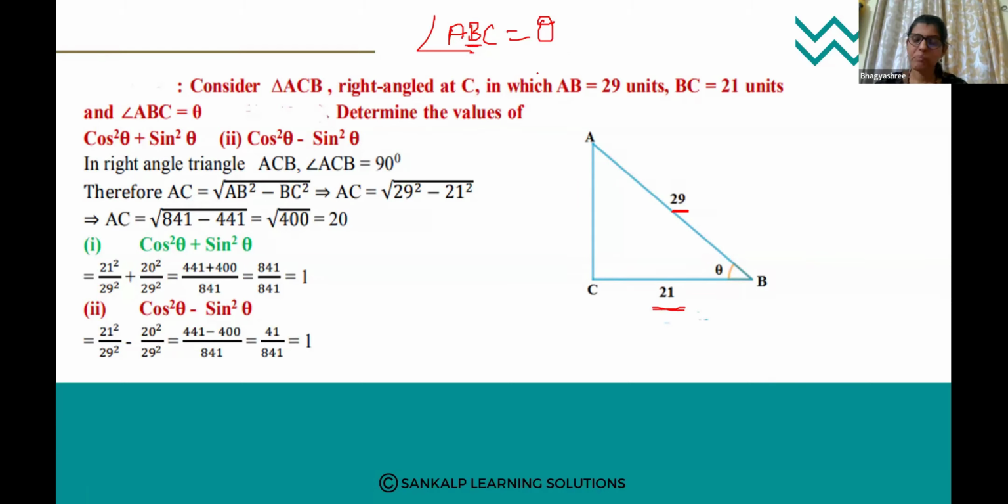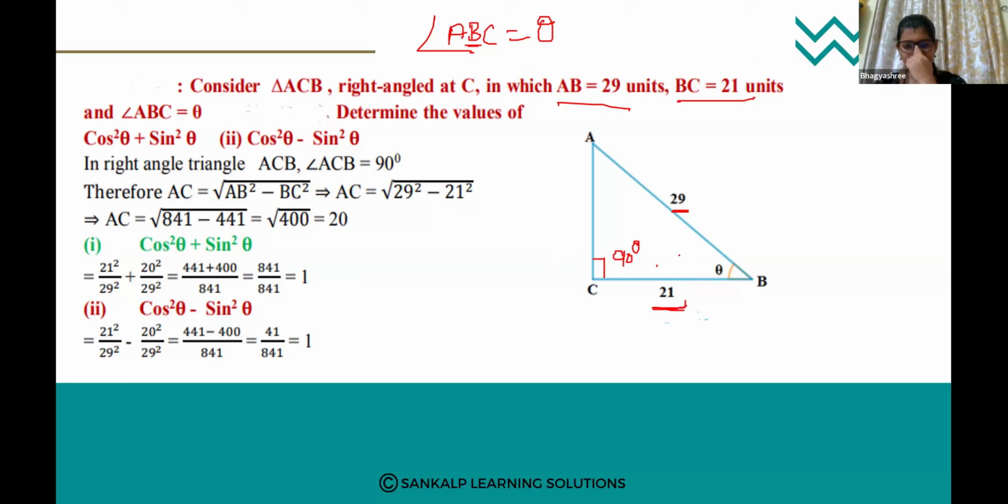cos square theta plus sin square theta, and cos square theta minus sin square theta. In the question, AB value is given as 29 units. BC value is given as 21 units. And at point B, it makes an angle theta. That means the right angle is at point C. Here it is 90 degrees.